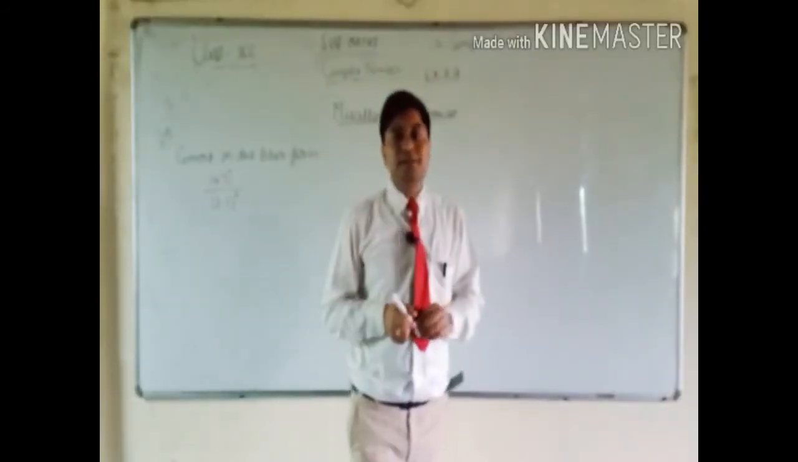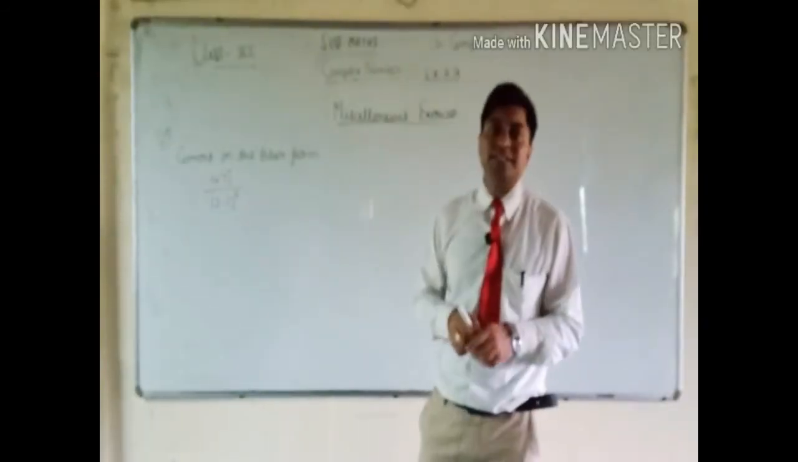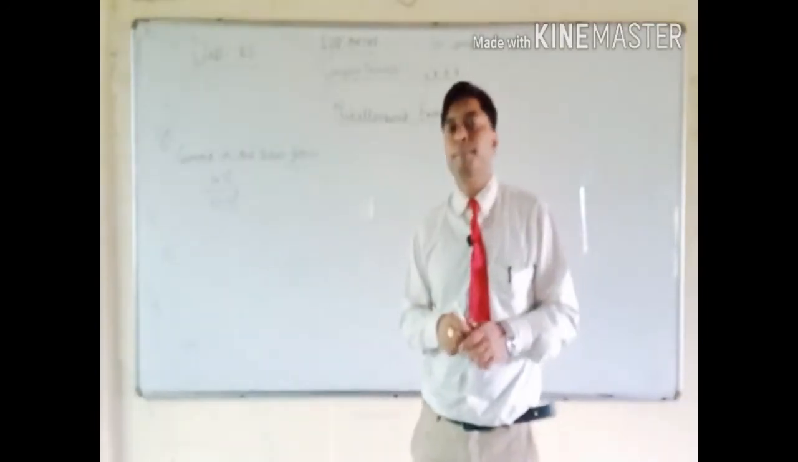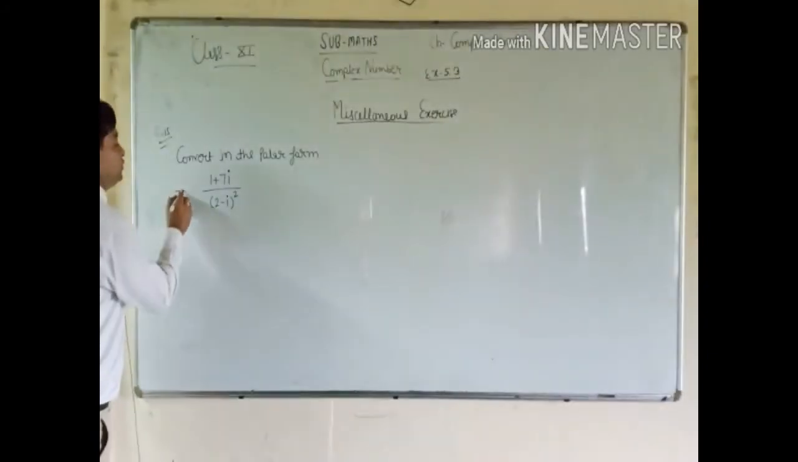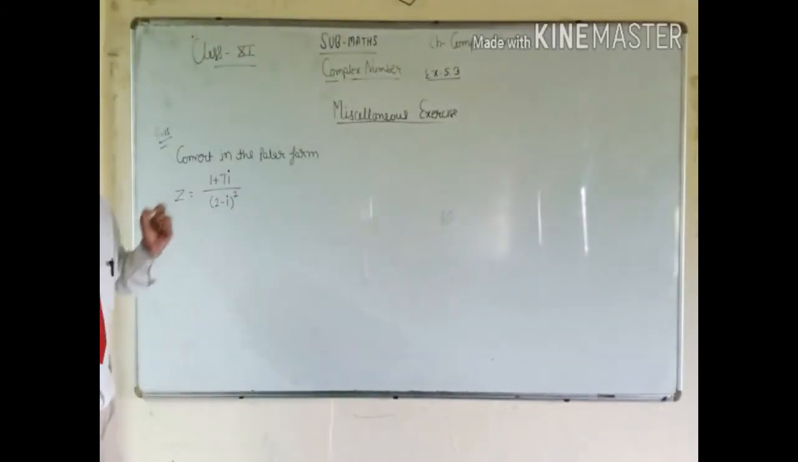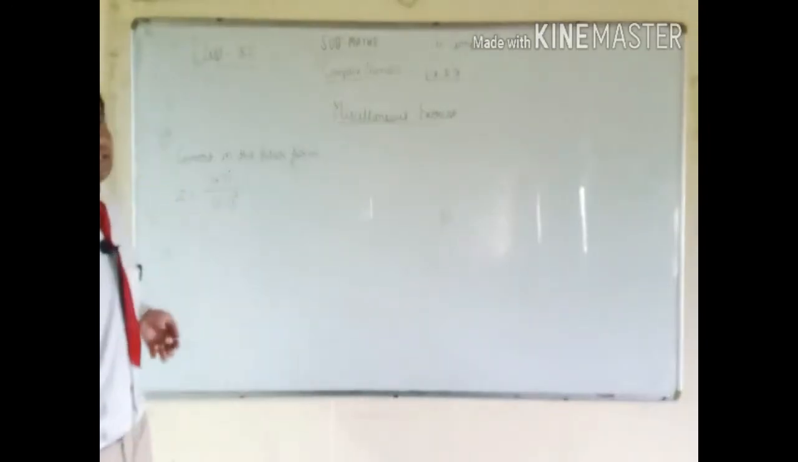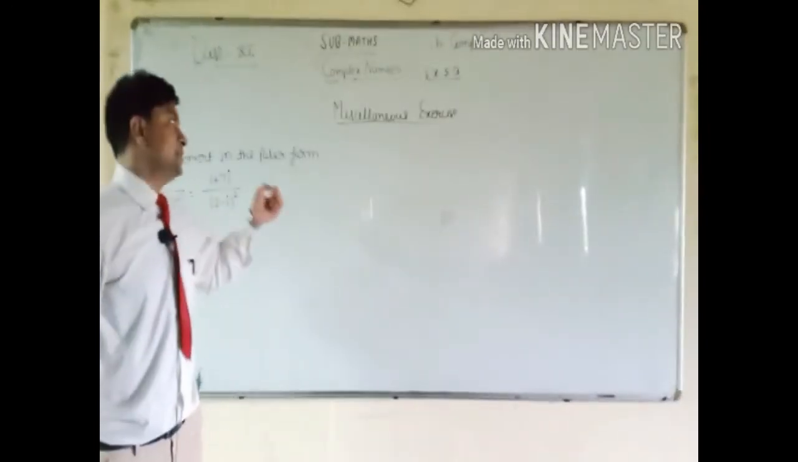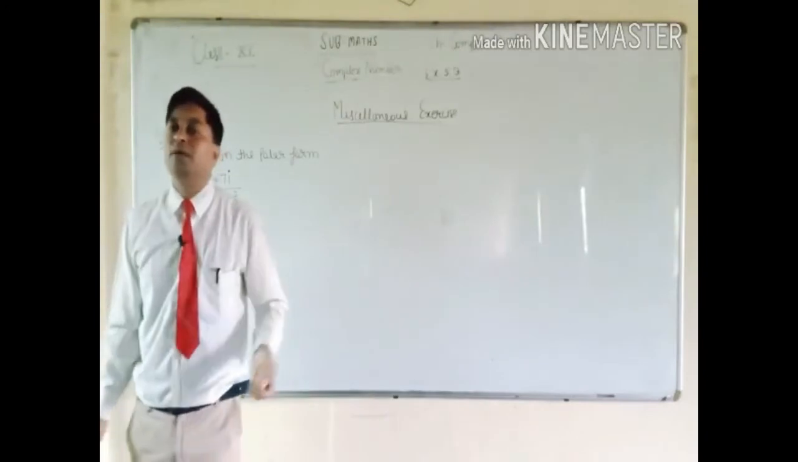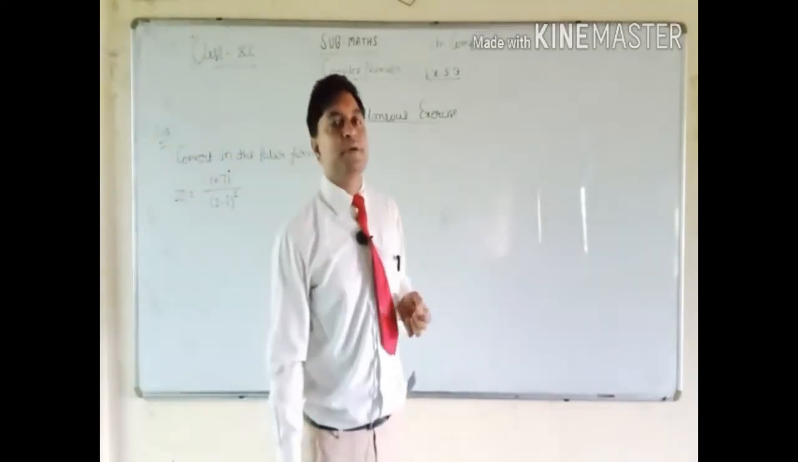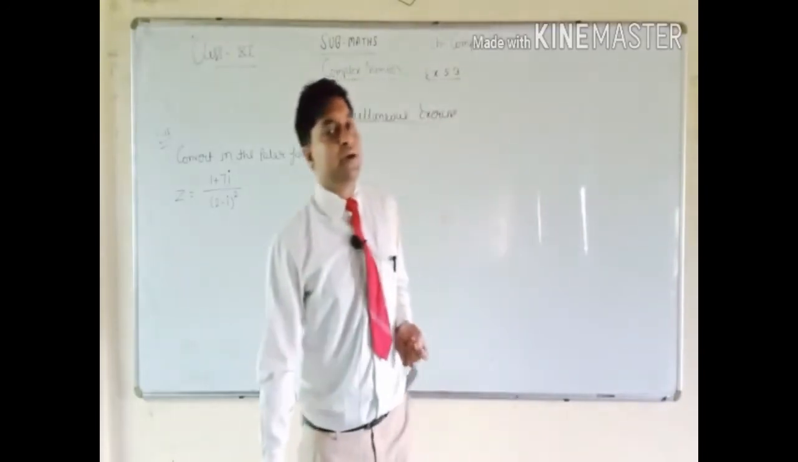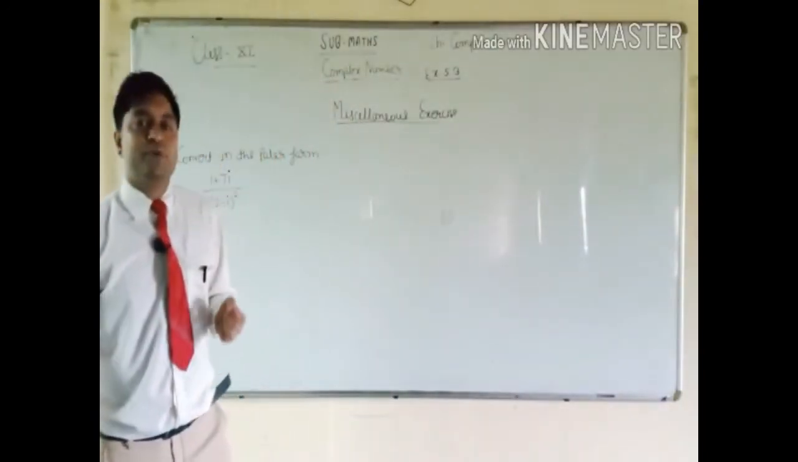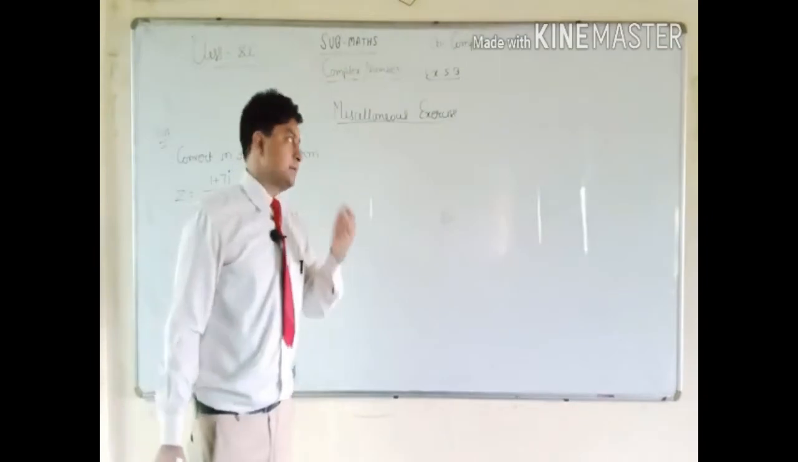Hello students, now the next question of exercise 5, chapter name complex number. Convert in the polar form. The question is z equal to 1 plus 7 iota upon 2 minus iota whole square. Change it in the polar form, and you know what the polar form is? Polar form is z equal to x plus iota y, where x is the real part and y is the imaginary part.